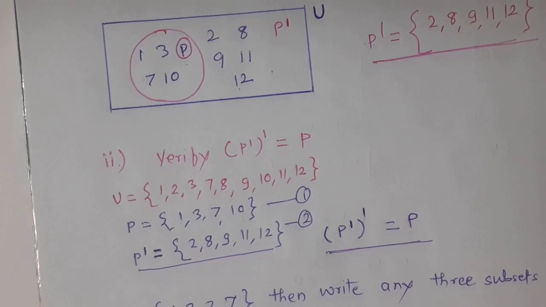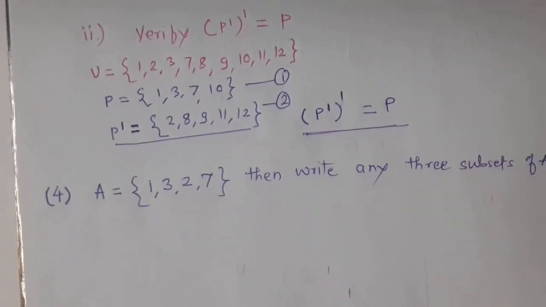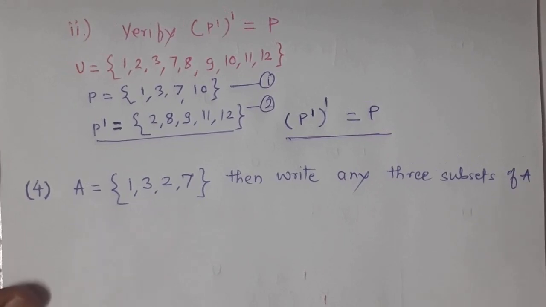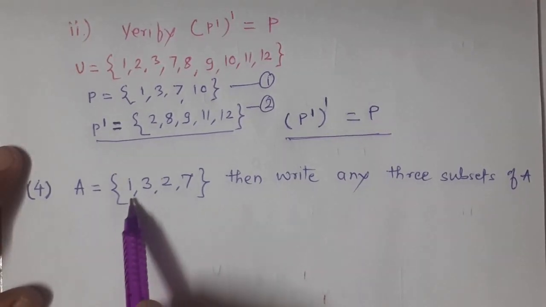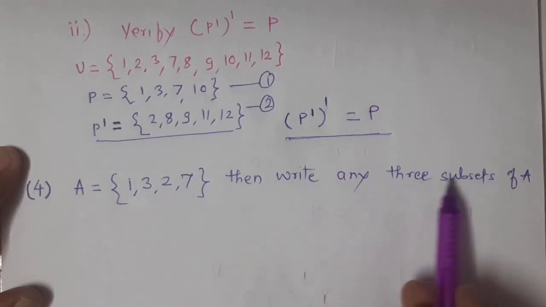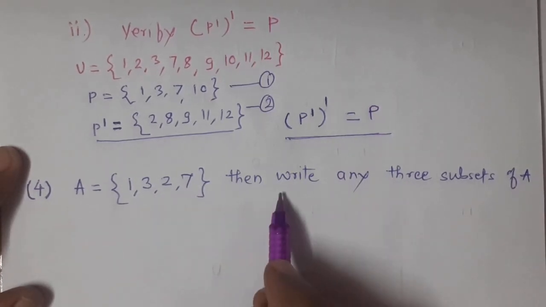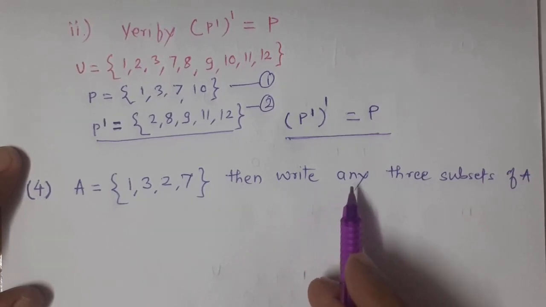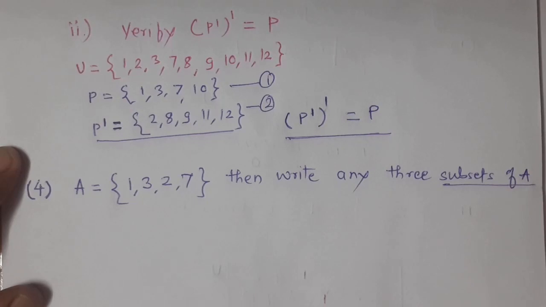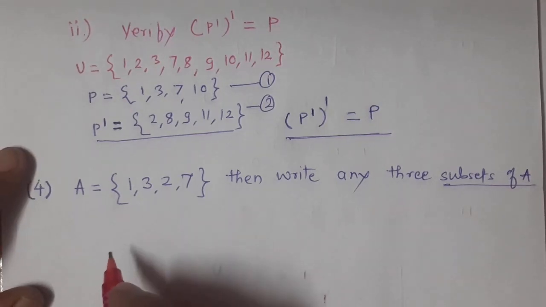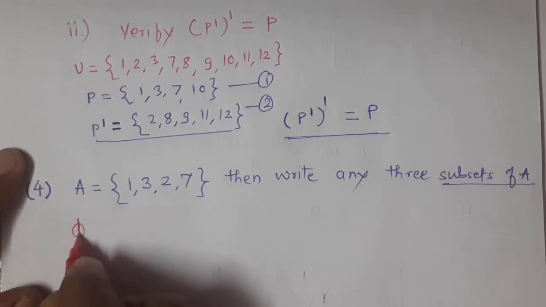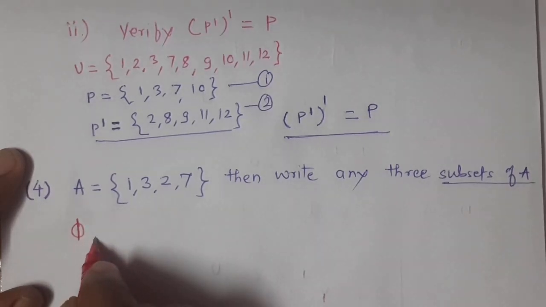Then fourth example: A is equal to {1, 3, 2, 7}. Then write any 3 subsets of A. You can write any number of combinations of subsets of A. First of all, you can say that phi itself is a subset of A. That is, the empty set can be a subset of A.